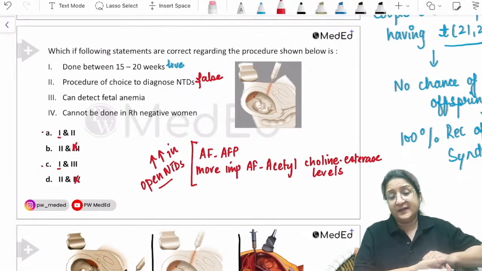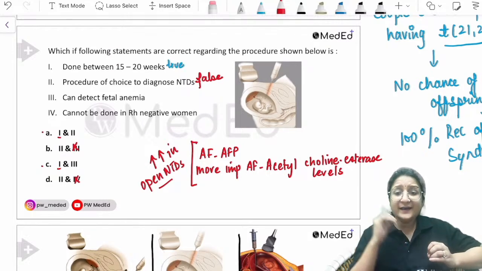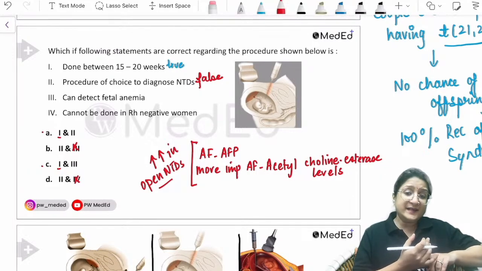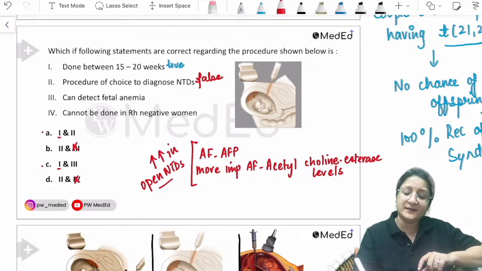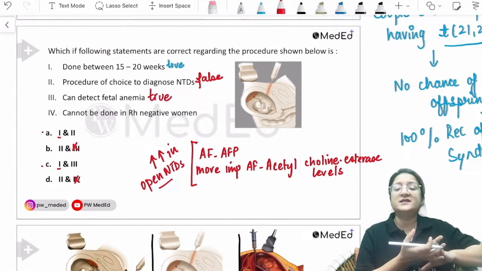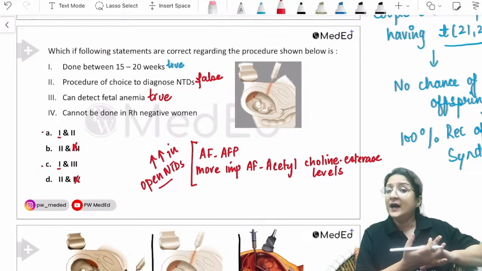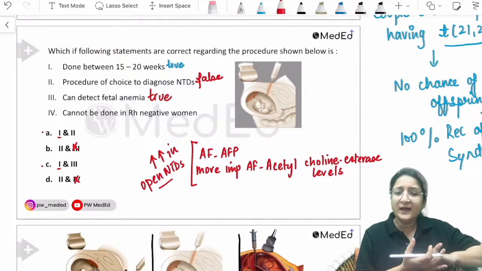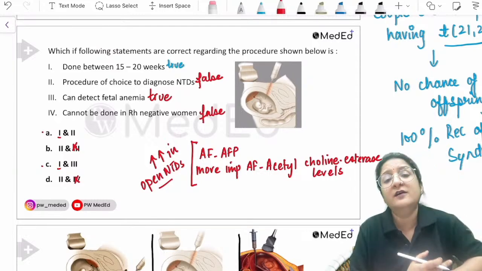It can detect fetal anemia. Yes. Again, for this purpose, it is no longer currently being done. For early detection of fetal anemia in RH affected pregnancies, we are going for middle cerebral artery Doppler, which is non-invasive, right? So it can detect fetal anemia, that's true. But what is also true is that we are not using it as an investigation of choice or a procedure of choice for detection of fetal anemia. It can be done in RH negative women also. Amniocentesis or any invasive fetal procedure, if done in an RH negative woman, anti-D should be given. So saying it cannot be done in an RH negative woman is also a false statement.